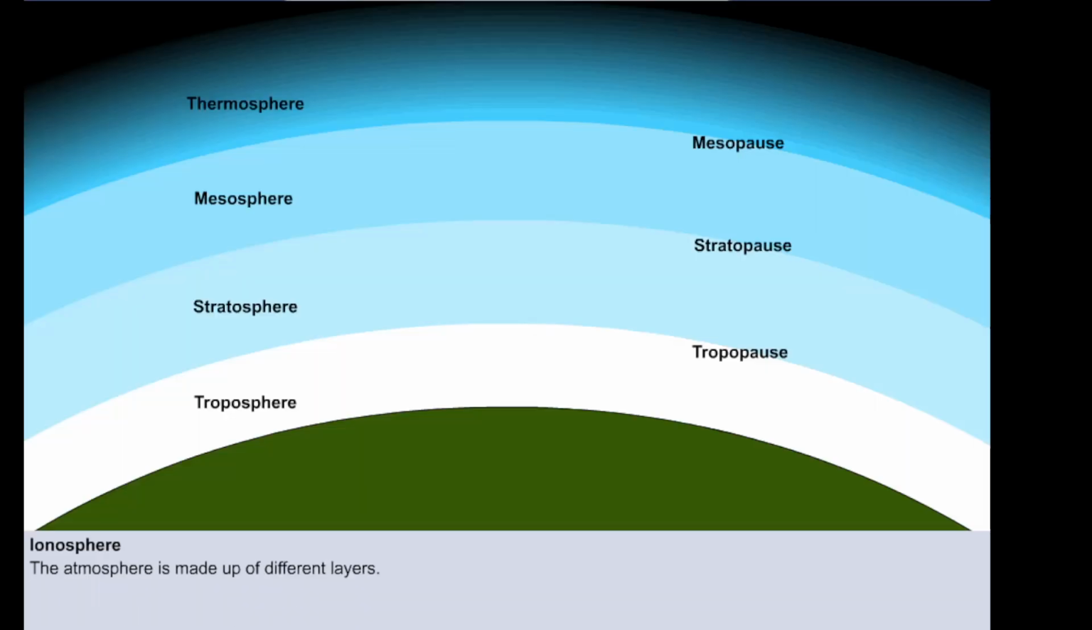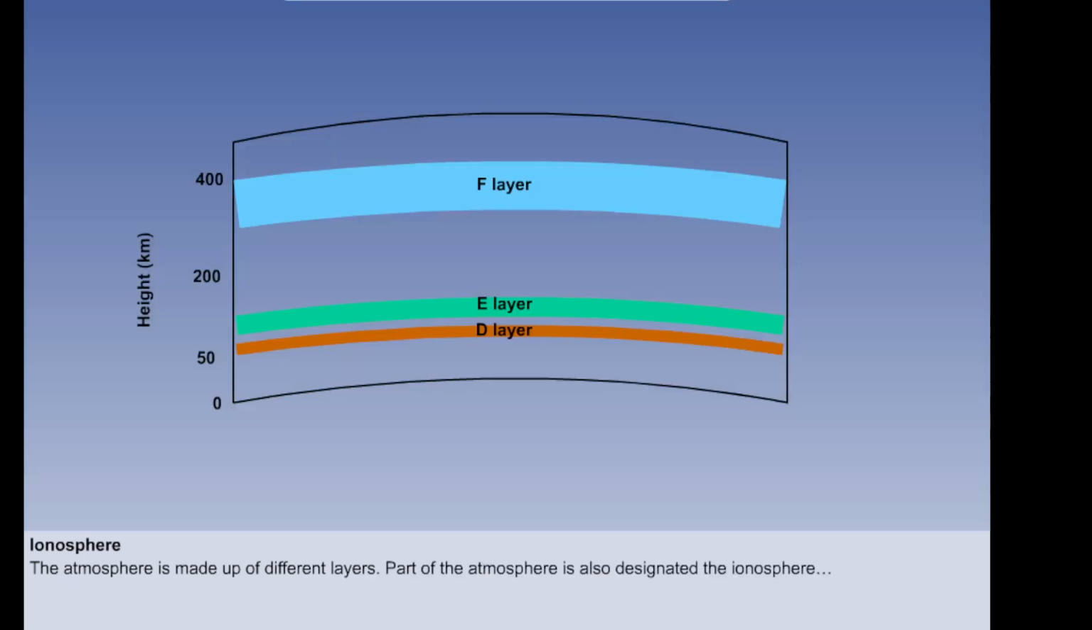Let's move on then to ionospheric propagation, and we'll start with a look at what the ionosphere is made of. The Earth's atmosphere is made up of different layers containing progressively fewer atoms of gases with height above the Earth. From a height of about 50 kilometers up to 400 kilometers, the atmosphere is also designated as the ionosphere, because ionization takes place there. It is divided into three layers: D, E, and F.